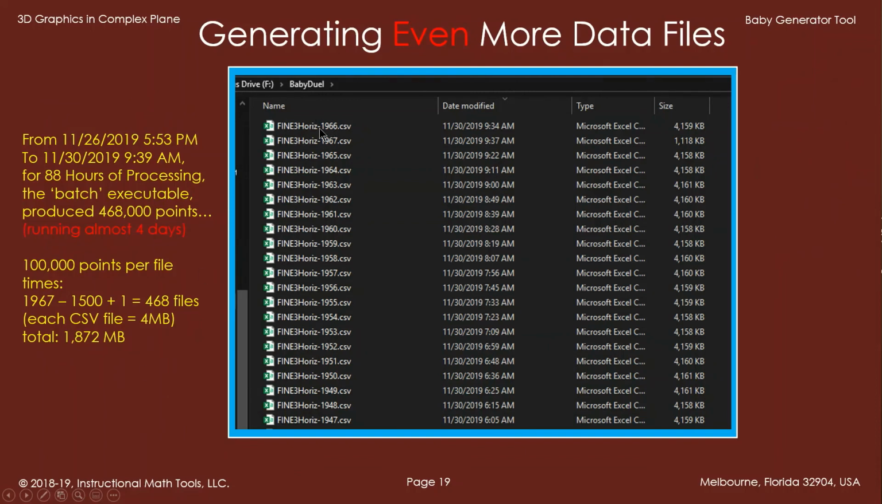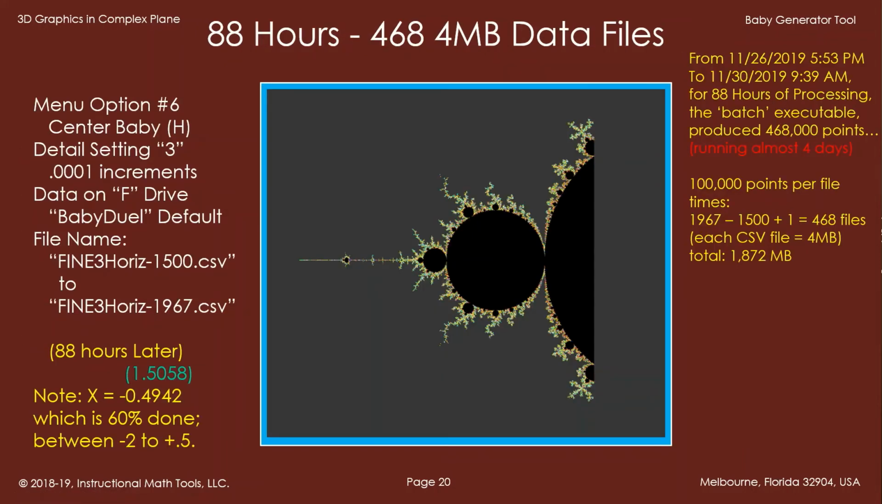Got some more files up to 1966, 1967 actually, which is 468 files. Well, that's a total of 468,000 points. It's been running for 4 days. And each CSV file has 4 megabytes, and a total of basically 1,872 megabytes. That's a lot of data. And here's what we got.